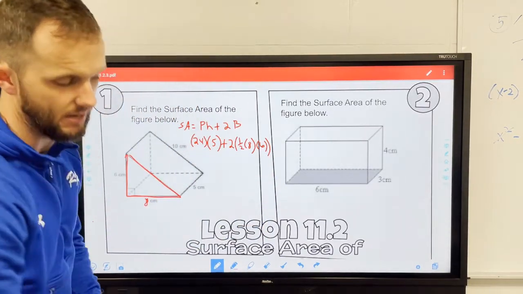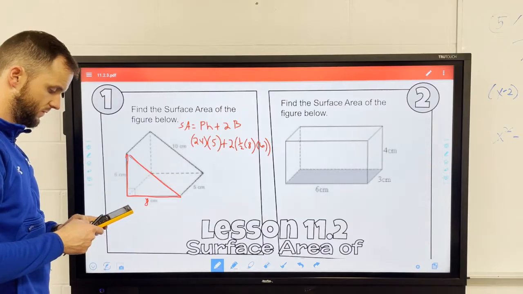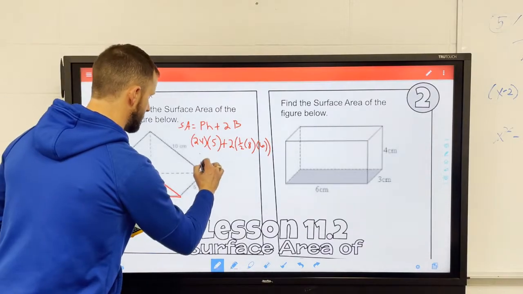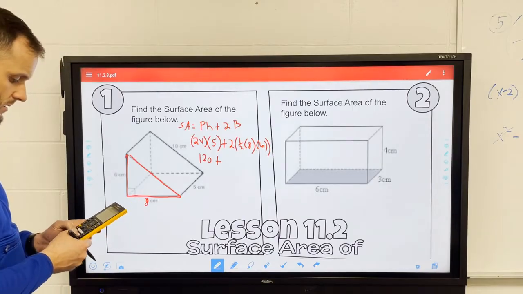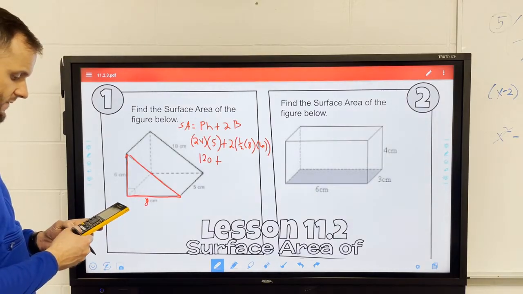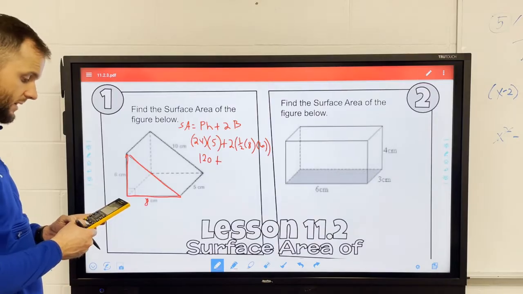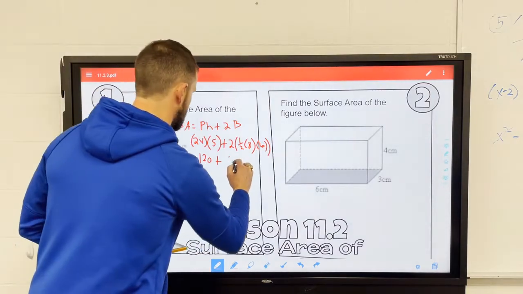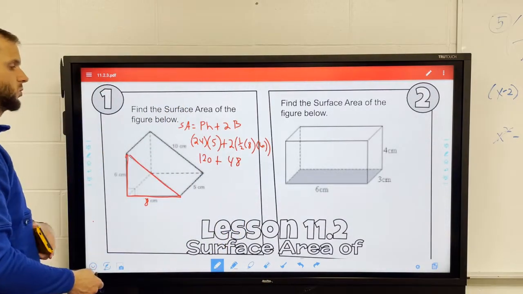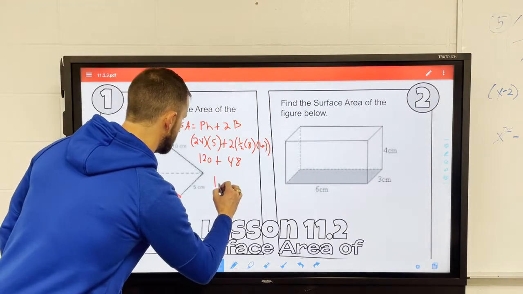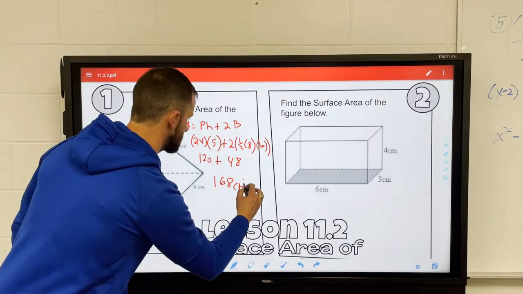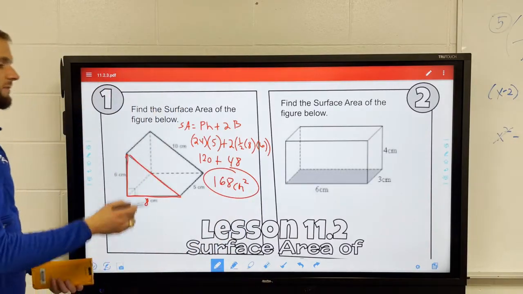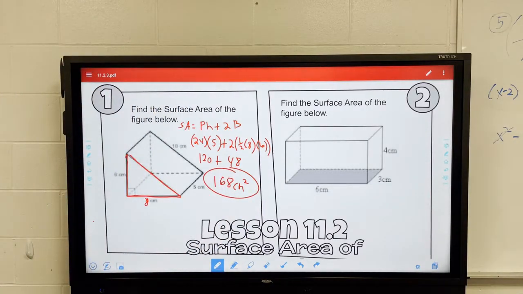So 24 times 5. 24 times 5 is going to give you 120. 8 times 6 is going to give you 48. Divided by 2 is going to give you 24. Then times 2 is going to make it back into 48. And then 120 plus 48 is going to give you 168, and that is going to be centimeters squared, because that is going to be everything all around, and it's going to be area.